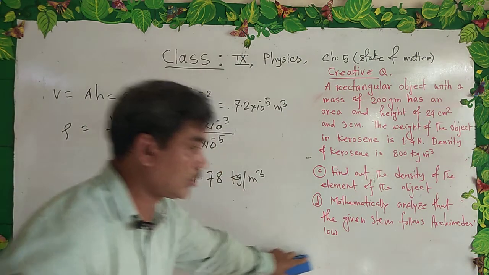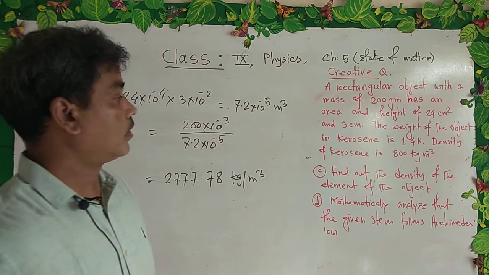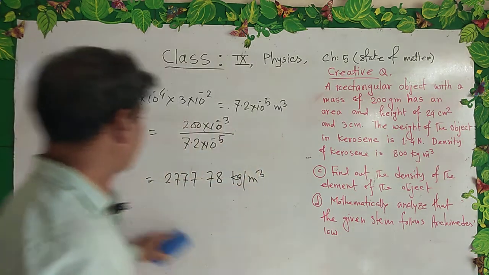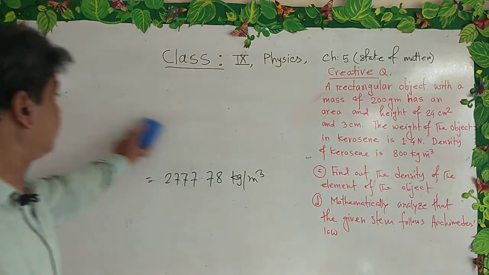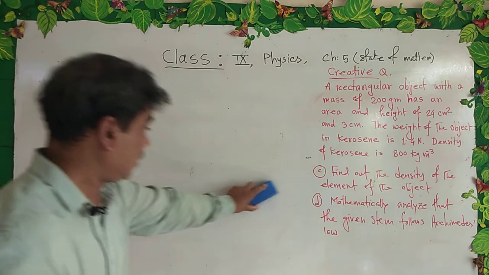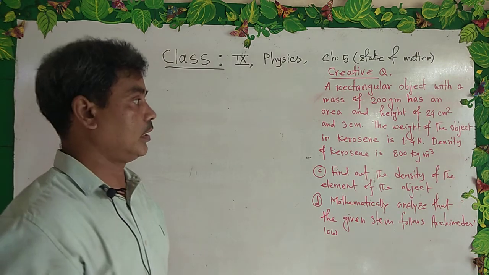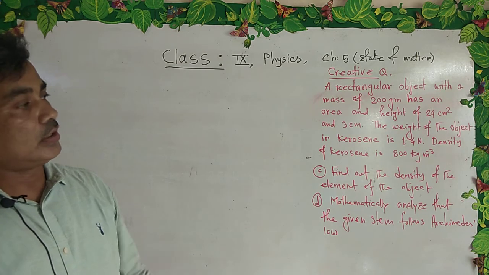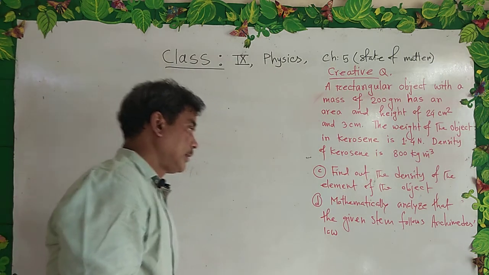Now let us come back to another question. Question number D. You have to prove that this system follows Archimedes' law, and at first we should know what Archimedes' law is. You know that according to Archimedes' law, if an object is submerged in a liquid or gaseous matter, it seems to have lost a bit of weight. This lost weight is equal to the amount of water that is displaced by the object.